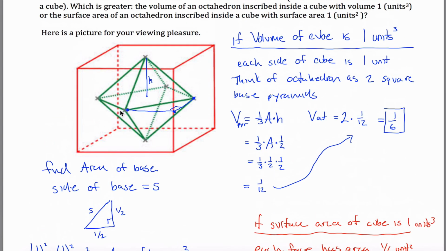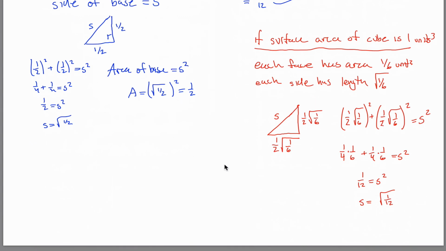So now I want to figure out the surface area. We'll recognize that the surface area here is just 8 equilateral triangles. So this is the side length of the octahedron. This was the side, each side of the cube has length square root of 1/6. So this is my side length of the octahedron.